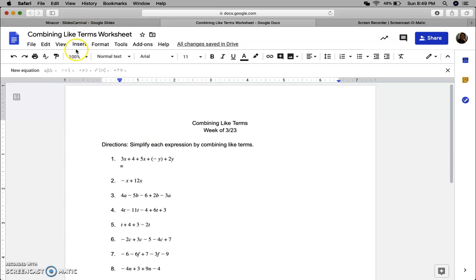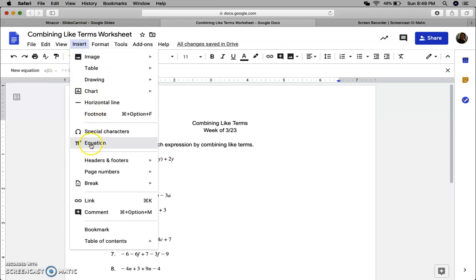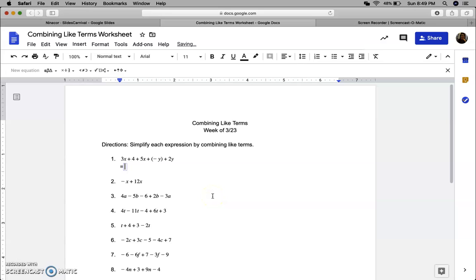Then you're going to go to insert and you're going to click equation. You're going to be typing math, so you want to be in equation mode. When the blue little square shows up, that means that you're ready to type in math. If it's not there, like if you move out of that blue square, then you're out of math mode.